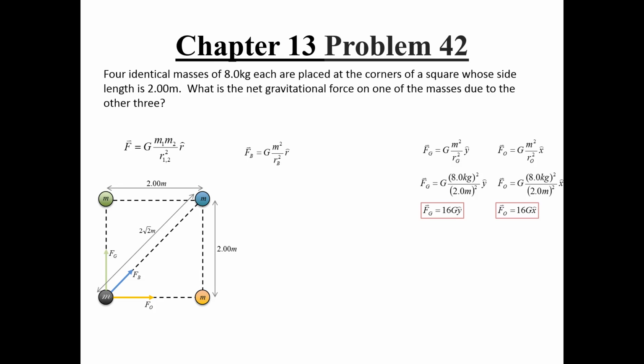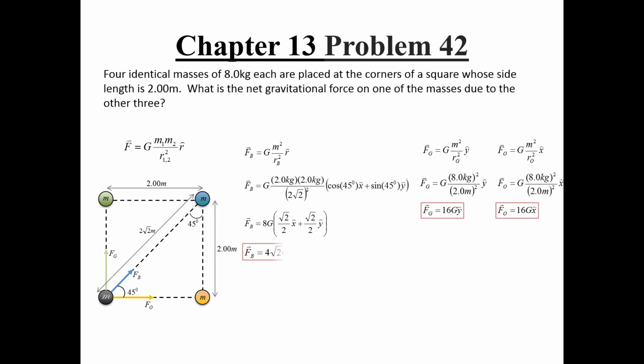Because the masses are arranged in a square, the diagonal line splitting the square in half forms 45-degree angles. So in order to get the x and y components of the diagonal force, we simply rewrite the r unit vector as cosine of 45 degrees in the x direction and sine of 45 degrees in the y direction. If you're familiar with the unit circle, you may remember that these two values are the same and give the square root of 2 over 2 for both the x and y directions.